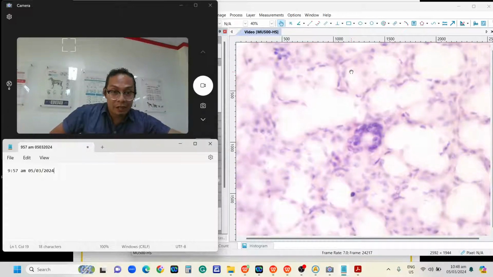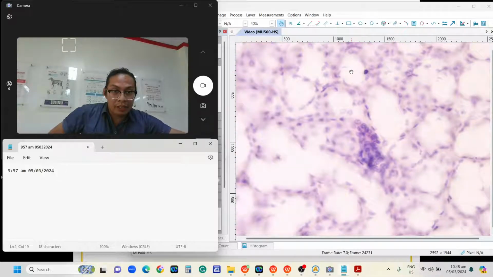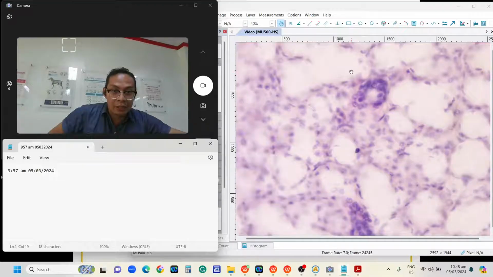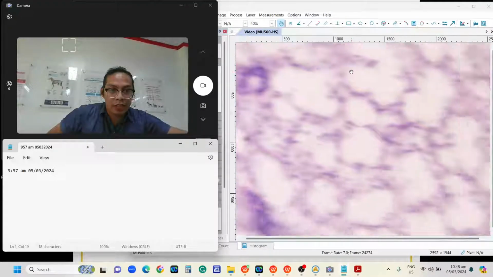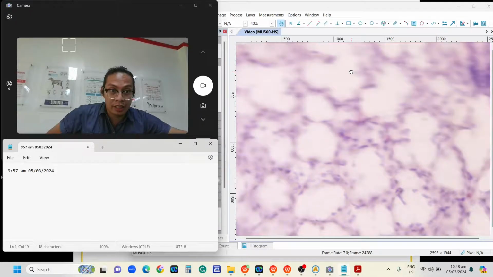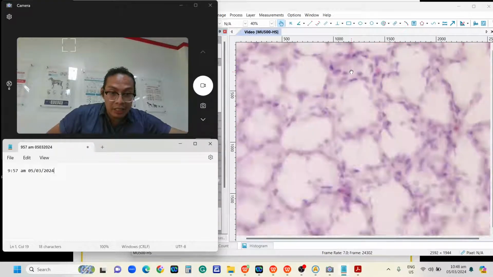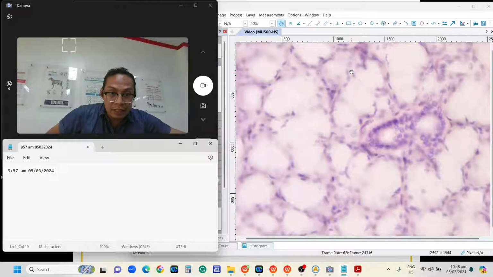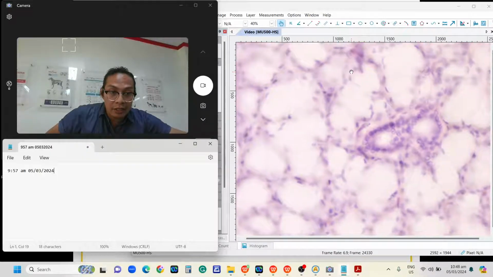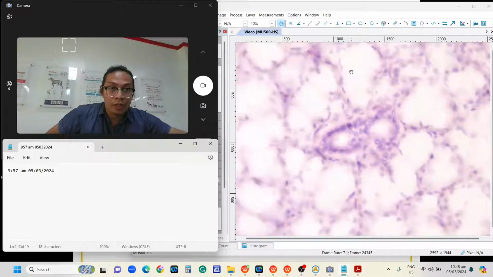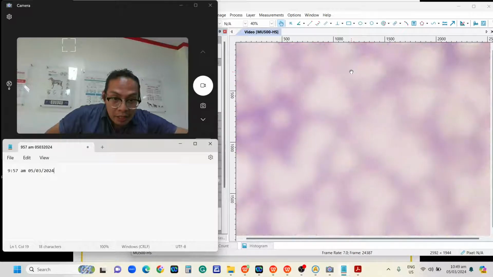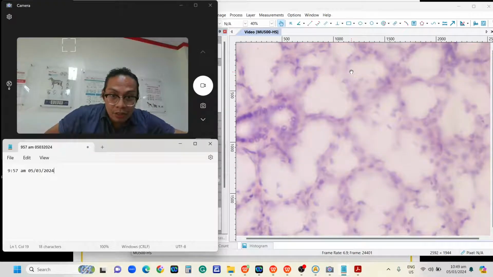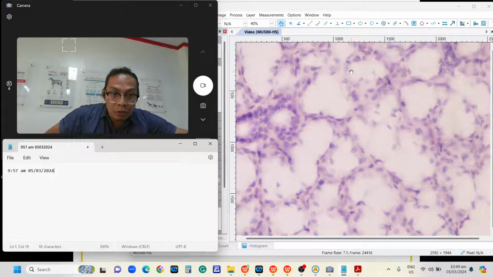Okay? Now, in some cells here, we will see serous-like cells. In some adenomeres, we will see serous-like cells. We call those serous demilunes. Let's look for a good serous demilunes.